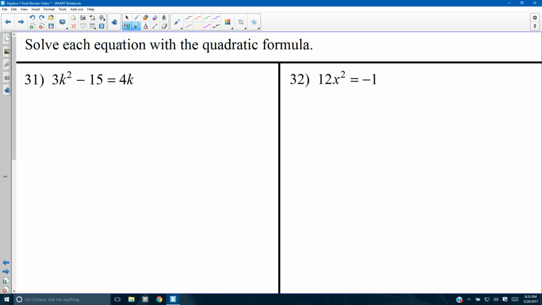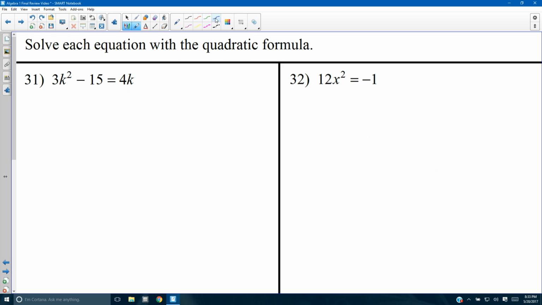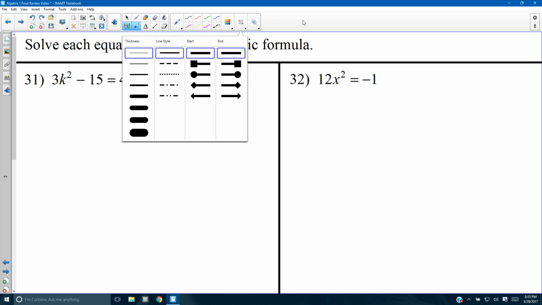Okay, solve with the quadratic formula. The quadratic formula is, how do you sing it? I don't have much of a singing voice. I don't have much of a voice right now. My voice is completely gone.